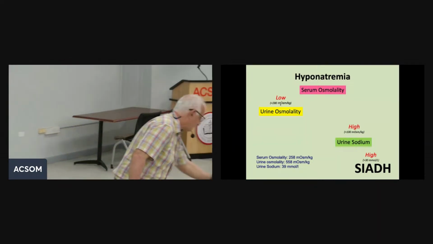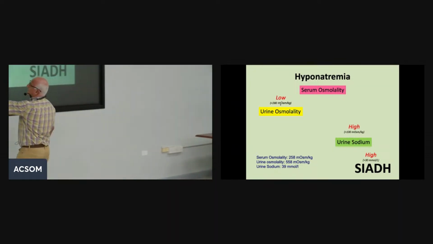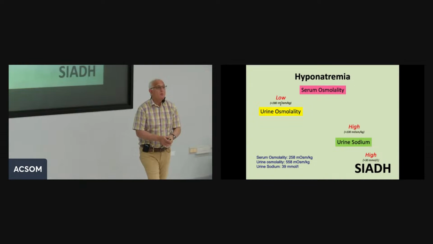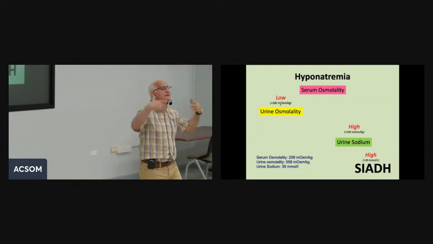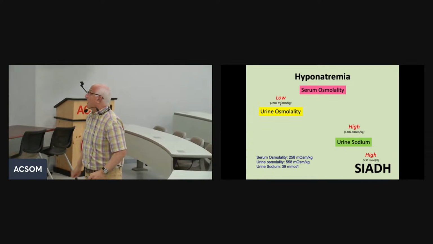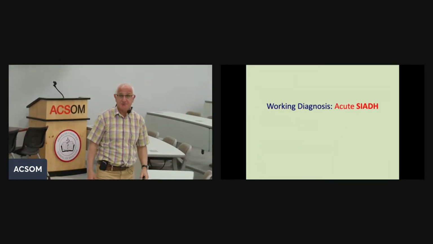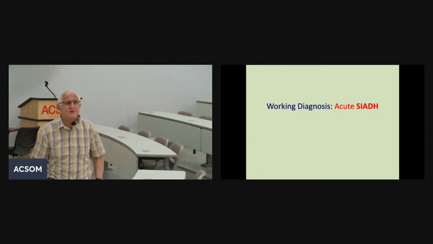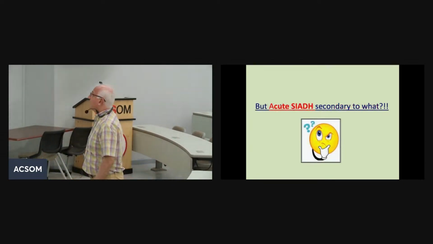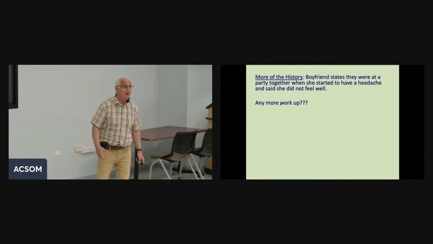Very good. So, SIADH. You see all the numbers of this lady. So we know that she has AVP that is high in her body. ADH and AVP are the same, is high. Working diagnosis is acute SIADH, but that's not the end of our journey. You ask yourself, why? Why is AVP high, right? So that's the question. Then, do you want to do more workup?